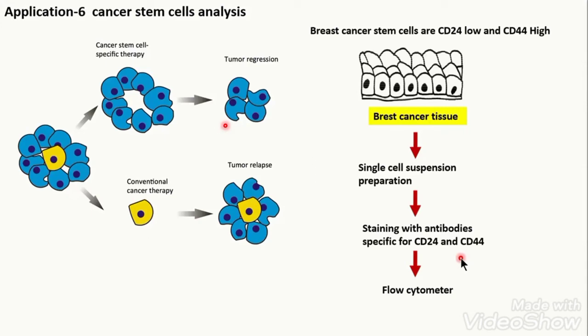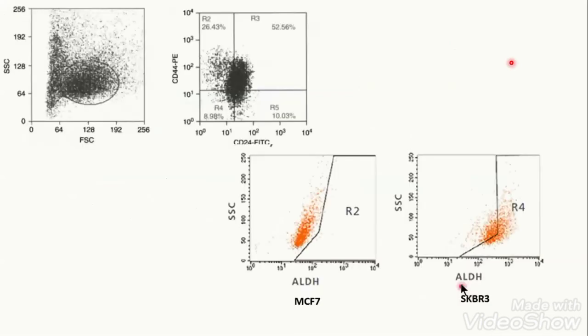So how do we characterize them? For example, we are taking the breast cancer tissue. Again, I am preparing the single cell suspension. Then I am staining them with the antibodies specific for which protein? CD24 and CD44, because I know that breast cancer stem cells have low expression of CD24 and higher expression of CD44. So you add the antibodies, put them into the flow cytometer, and you get this result. These are FSC, you select the cells, then you look for the expression of CD24 and CD44. So CD24 low and CD44 high.